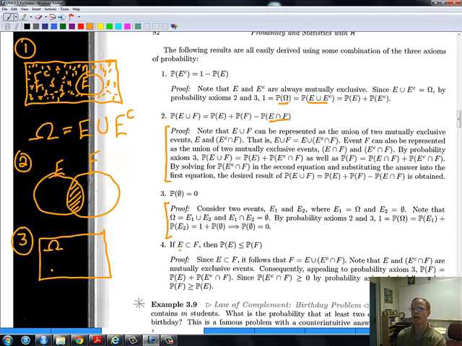And then number 4, if E is contained in F, then the probability of E is less than or equal to the probability of F. You will only get equality when the containment is actually equal. So when E equals F.